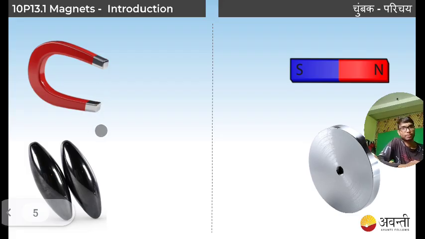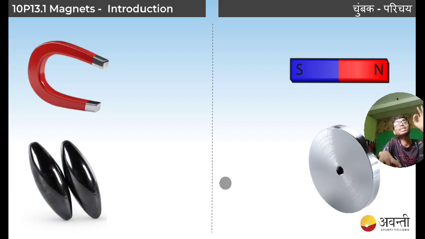This is a magnet. This is also a magnet. This is also a magnet. All these are magnets, and the work of all these magnets is the same. What is the work? You will realize, don't worry. Right now, I said the work of all these magnets is the same. Now I can directly say that the work of a magnet is to attract or repel magnetic materials. Magnetic material should be a conductor.